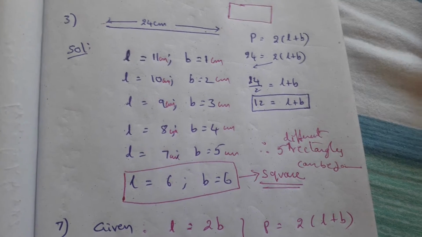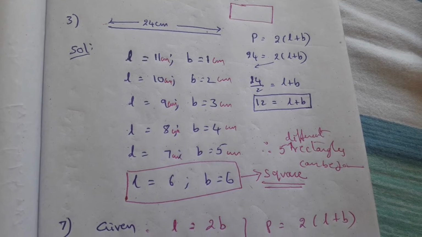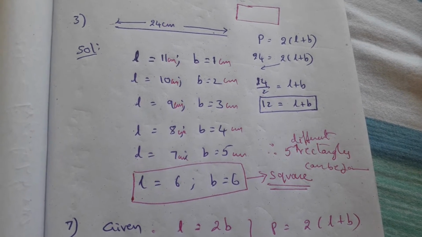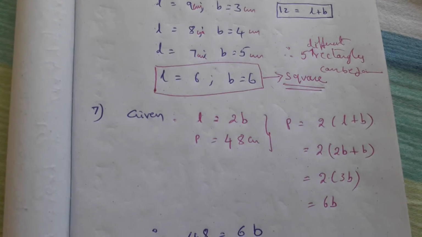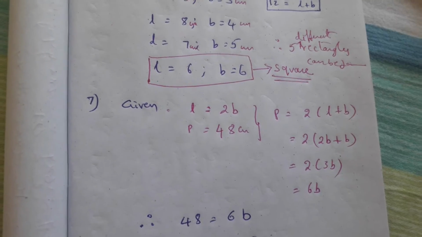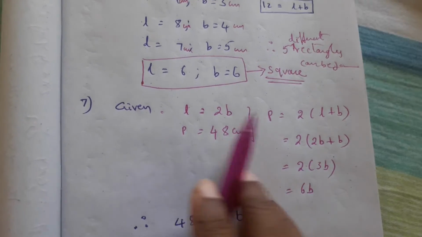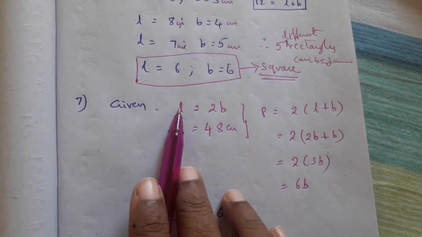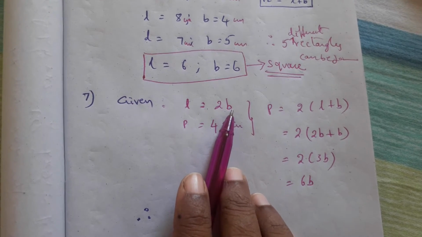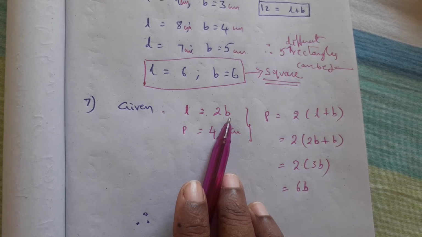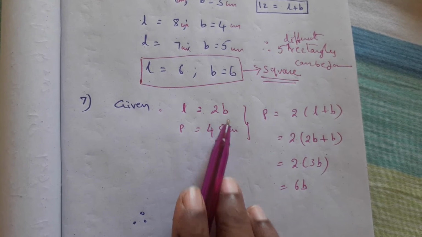Okay, children, clear? Yes. So take a screenshot of this. Let us move on to the seventh problem. I'll read out the problem for you. The length of a rectangle is twice its breadth. What is given? Length is 2 times the breadth. And if its perimeter is 48 centimeters, find the dimensions of the rectangle.